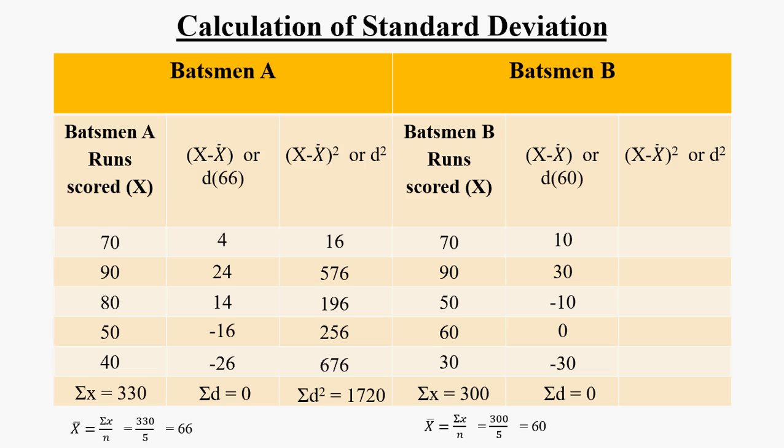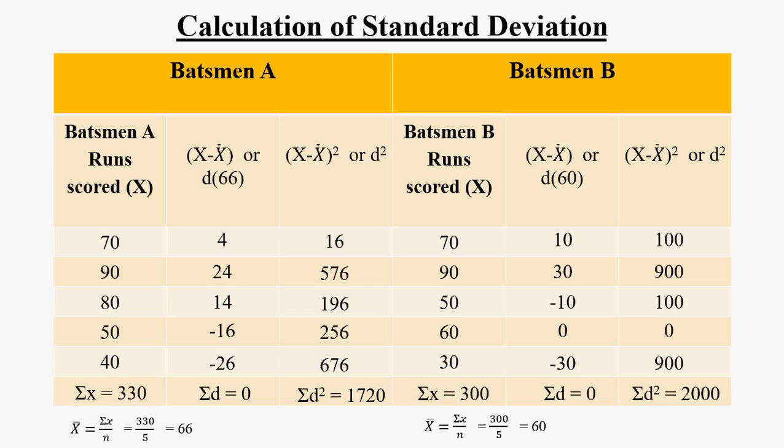Next we need to square. 10 into 10, 100. 30 into 30, 900. Minus 10 into minus 10, positive 100. 0 into 0 is 0. Minus 30 into minus 30 is 900. So if you make the total, this is your sigma d square total 2000. So I hope the solution to calculate for batsman A and batsman B is clear up to this level. Still the problem is not over. I hope this is clear.